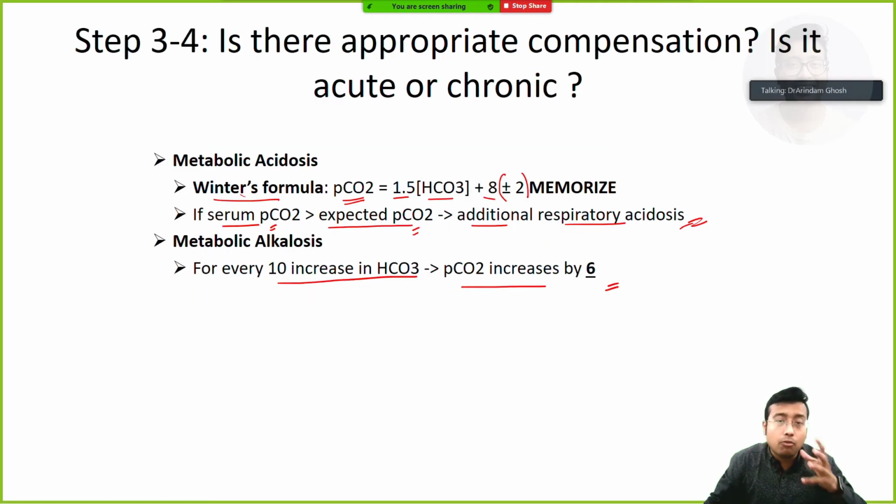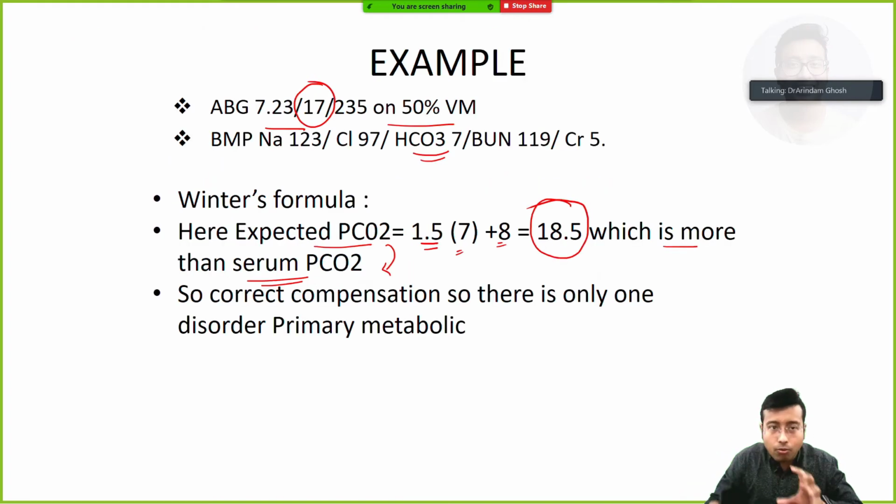What we read is if serum PCO2 is more than expected, only then will there be additional respiratory acidosis. But here there is no such case. So over here, expected PCO2 is more than serum PCO2, which means there is actual compensation. So there is no additional respiratory component. The disease is actually neat and clean primary metabolic acidosis.